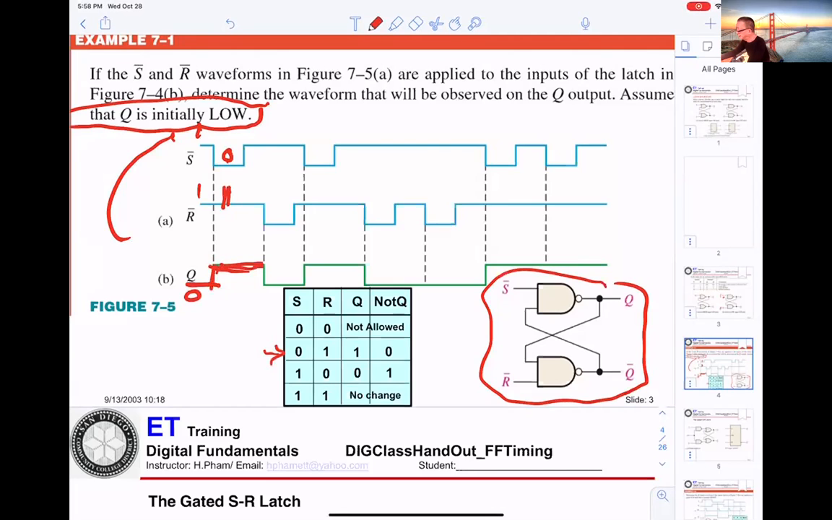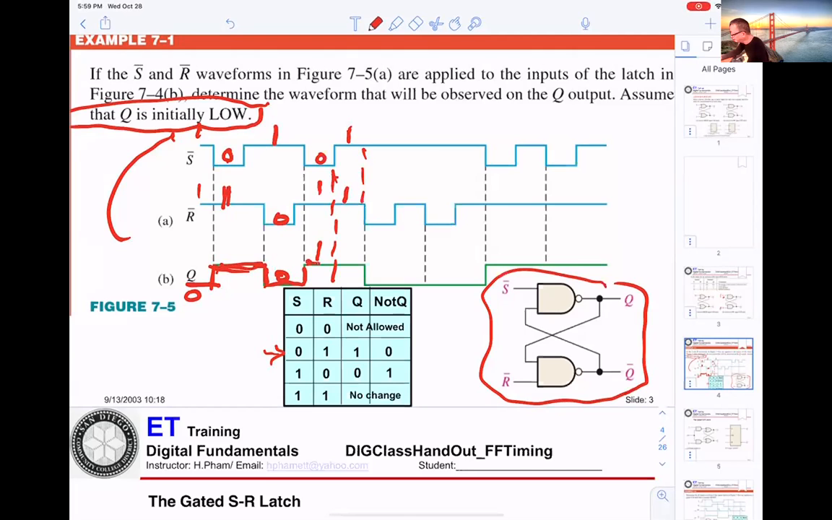Next one, S equals 1, R equals 0. What is Q? 0. You see that? It goes to 0 here. And the next one, 0 here, 1 here. Q is 1. So basically it has to go to 1 here. And the next one, you get a 1 here, 0 here, and 1 here. What happened? No change.